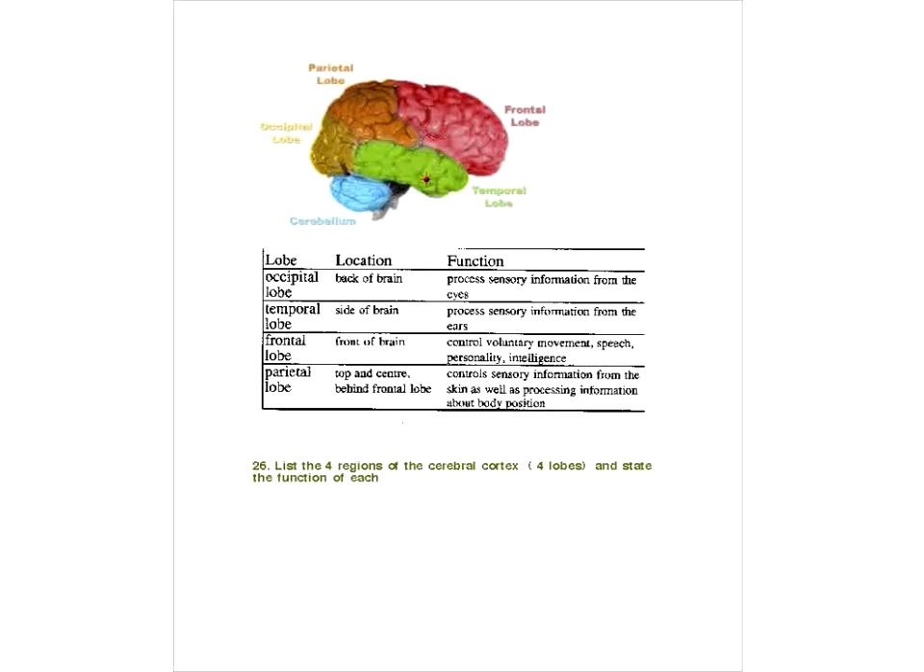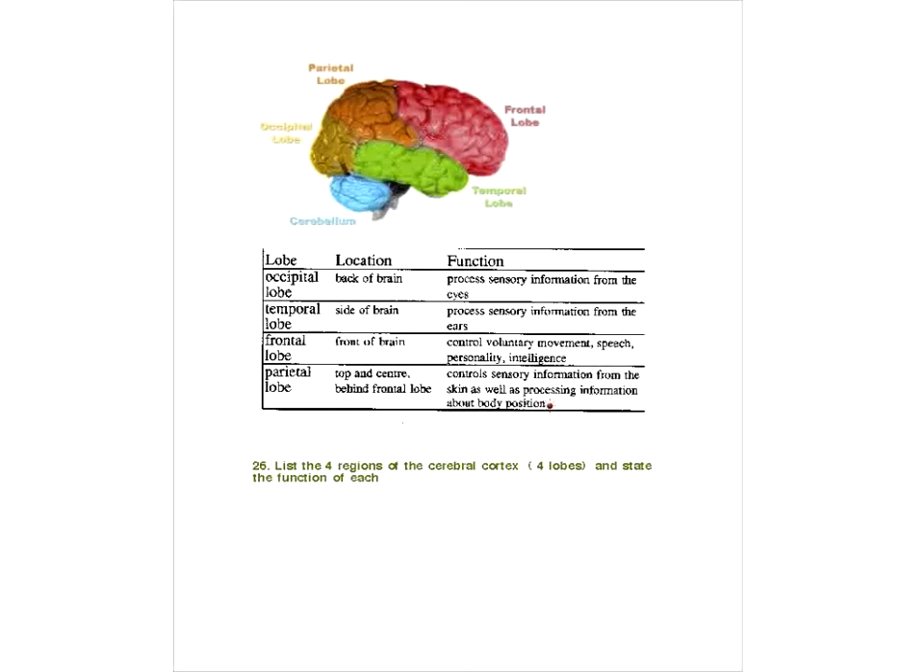So what do each of these areas of the brain accomplish for us? The occipital lobe has to do with processing sensory information from the eyes. Remember, occipital, eyes. The temporal lobe has to do with information from our ears. And the frontal lobe, very important area. If we could say that one area is more important, it controls things like voluntary movements, speech, personality, and intelligence. The parietal lobe controls sensory information from the skin, as well as processing information about body position.